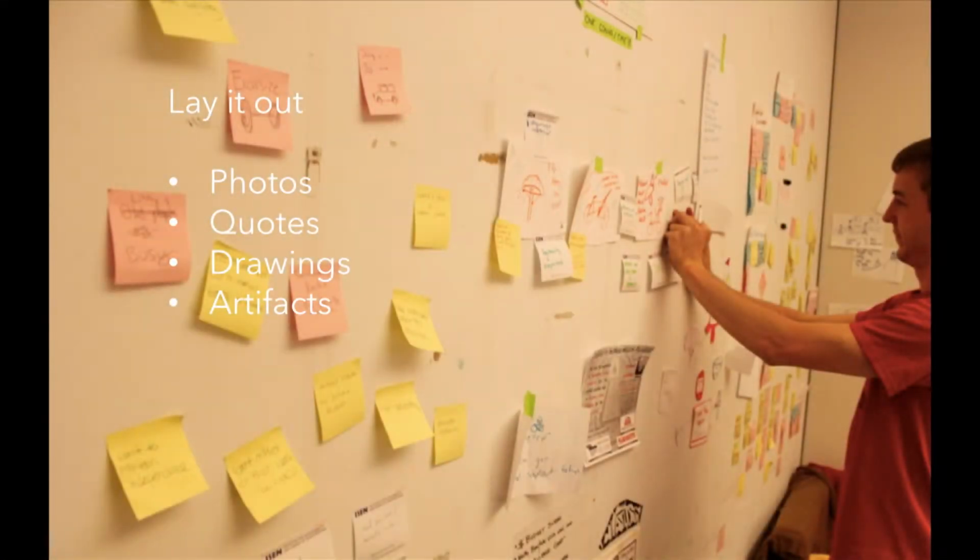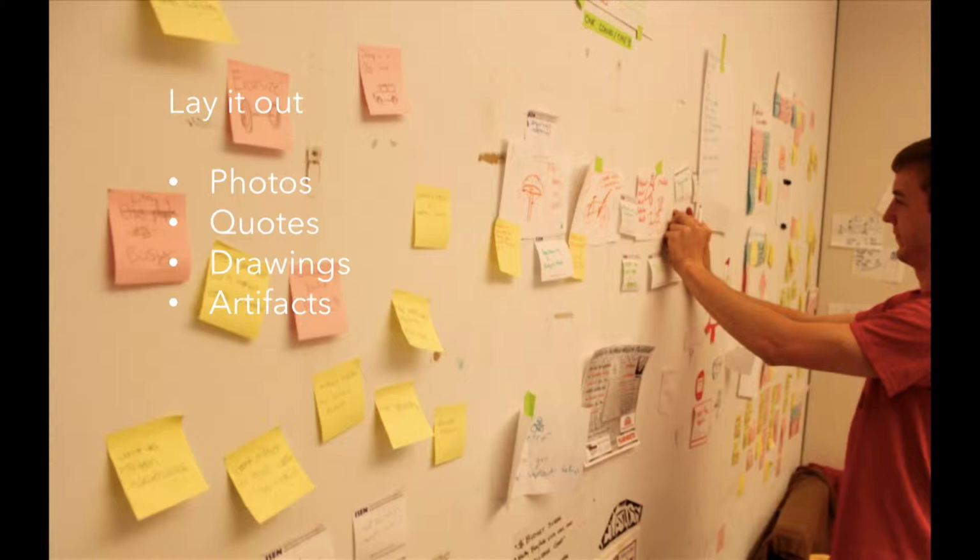The first thing that you want to do is lay out all the data that you collected. What I like to do is find a space, maybe a corner of a room, or even a large sheet of cardboard. Post up everything that you've got. So you'll want to post up photographs, quotes that you collected, perhaps drawings that you made during an observation, any artifacts you had.